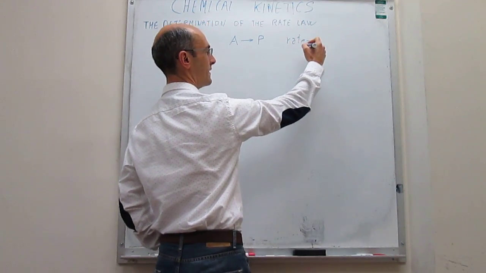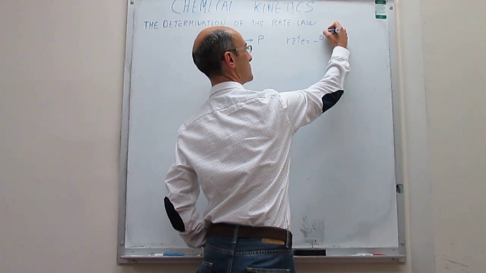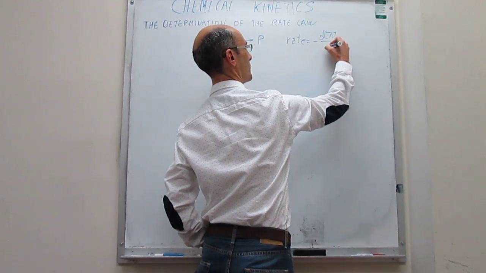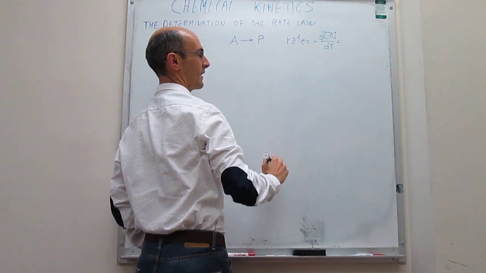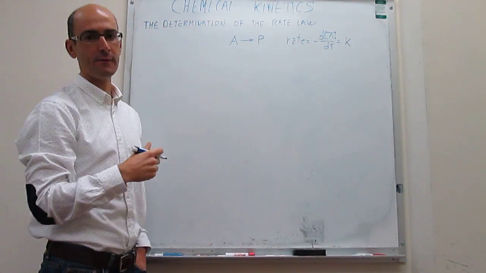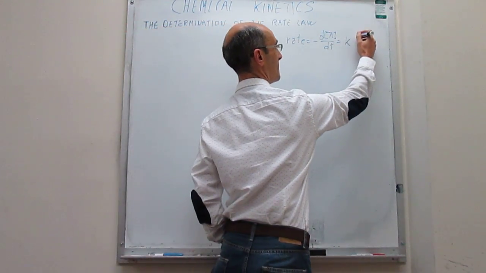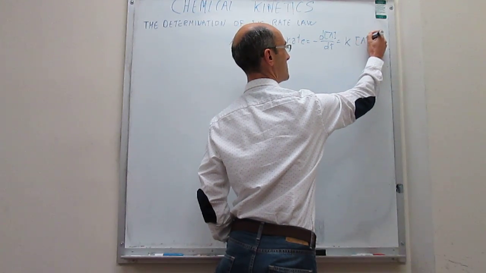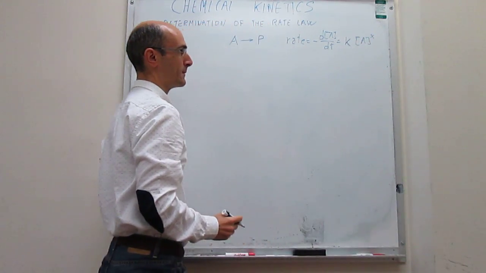Rate, which is defined as the change in concentration of reagents as a function of time with a negative sign, is going to be equal to a common expression in which you have a proportionality to the concentration of that reagent to some power that you have to determine.